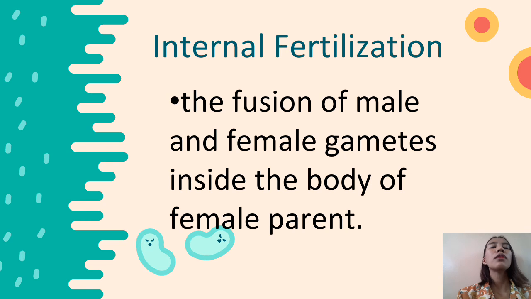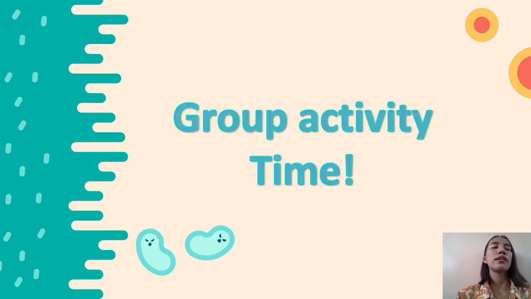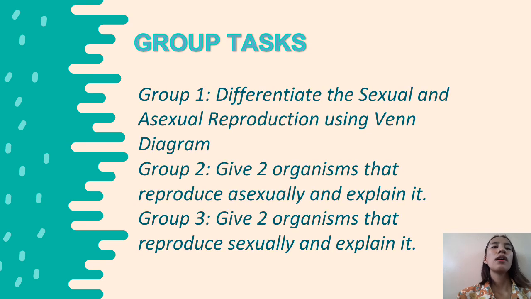So now, to more understanding about our lesson, let's have a group activity. Each group has a certain task. Group 1, all members of group 1, differentiate the sexual and asexual reproduction using Venn diagram.